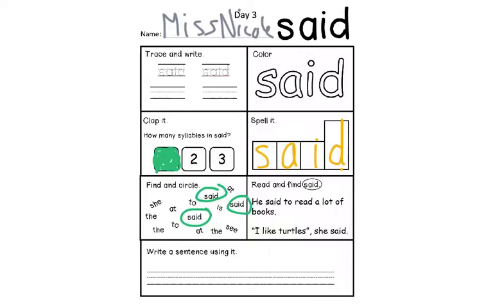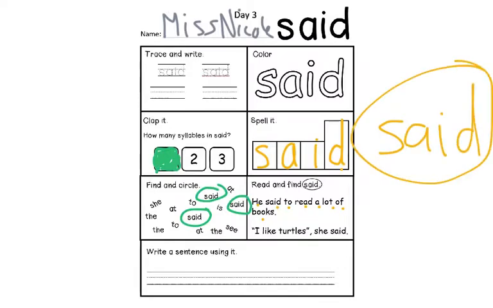Did you find all of the times that said was there? Great job. All right. Next section is the read and find said. So let's read our sentences here. He said to read a lot of books. You're looking for the word said, and you're going to circle it. Good, let's read that sentence one more time. He said to read a lot of books.